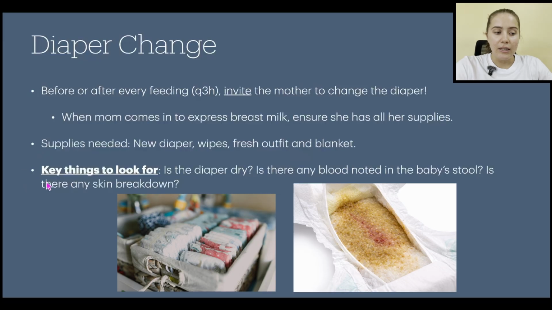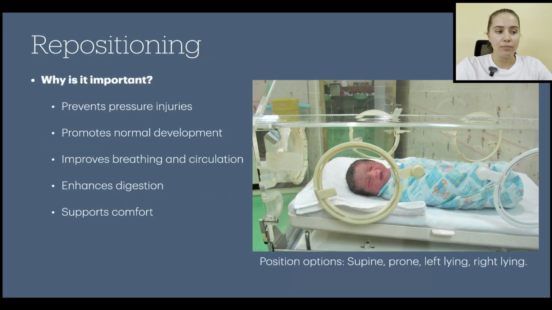As students, the key things that you want to look for: Is the diaper dry? Has the baby not urinated since the last time you changed the diaper? Is there any blood noted in the baby's stool? This can mean the baby might have an infection. This picture shows a little speck of blood in the stool, so it can be really small. And then, is there any skin breakdown? If you notice any of these things, you want to notify the nurse on duty.